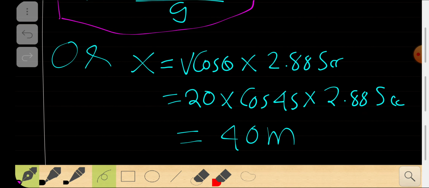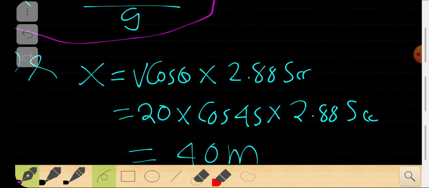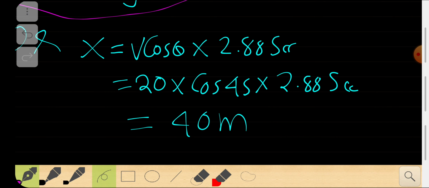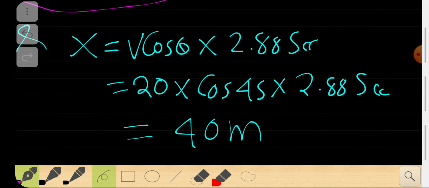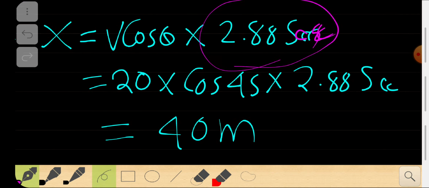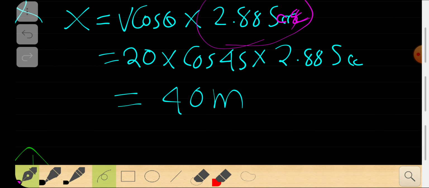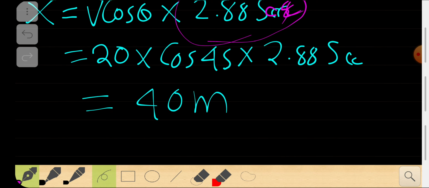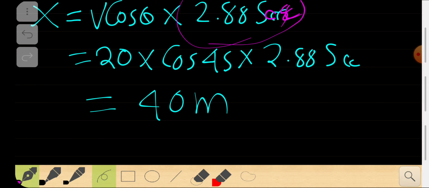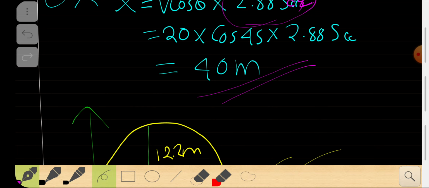If you want a realistic example, you can remember the last thing that we did. We found out that for 20 meters per second initial velocity, the total time was 2.88 seconds. So you can just substitute that back in. It's v cos theta times t total, so that is 20 times cos 45 times 2.88. So that's the total range, which is equal to 40 meters.